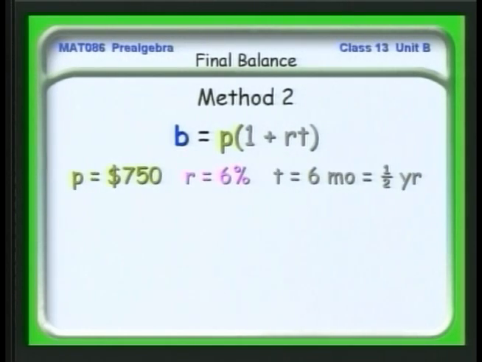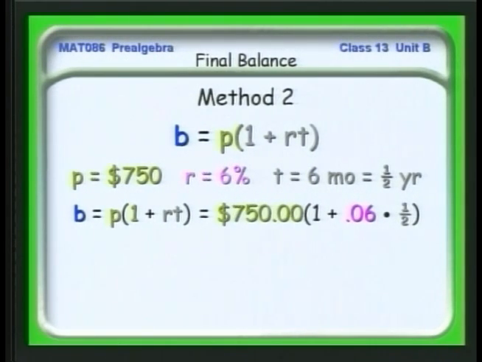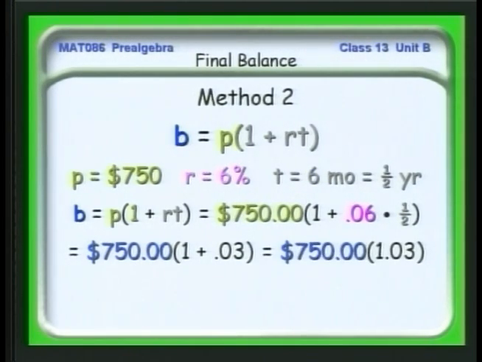Again, there is the information. When I do that, I substitute into that equation. It's $750 times the quantity 1 plus 0.06 times 1/2, or $750 the principal times 1 plus 0.03, since 0.06 times 1/2 is 0.03, $750 times the quantity 1.03 when I add those two numbers in the brackets together, and I get exactly the same result, $772.50 at the end of that half year.